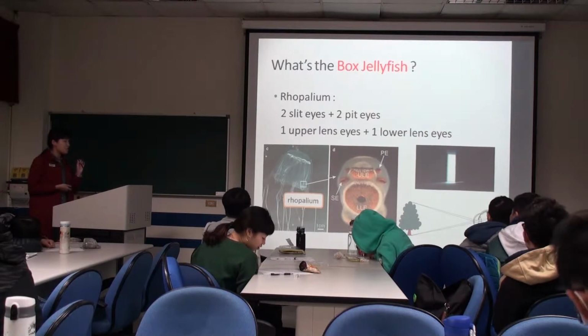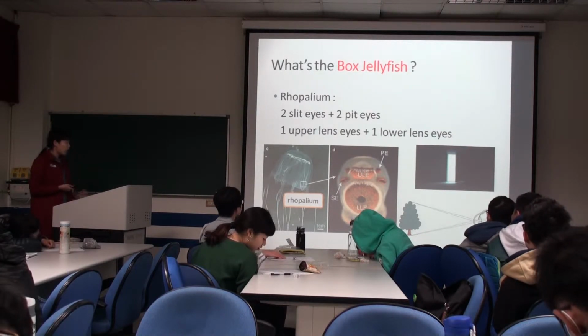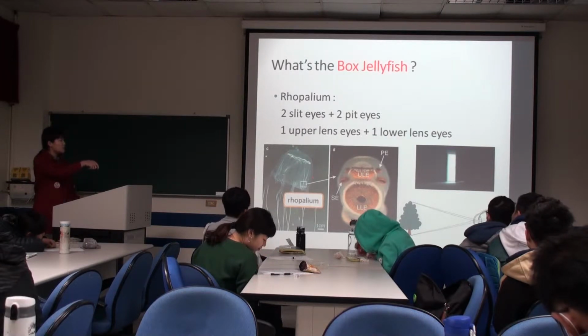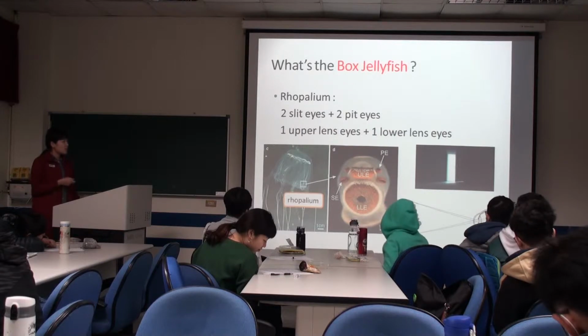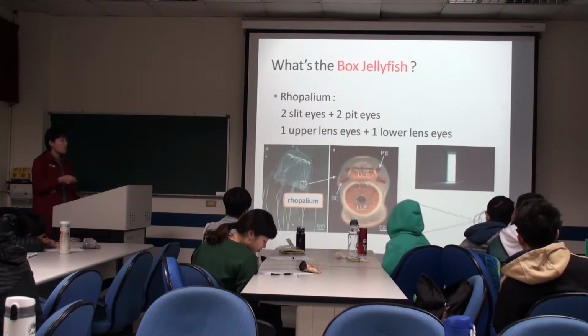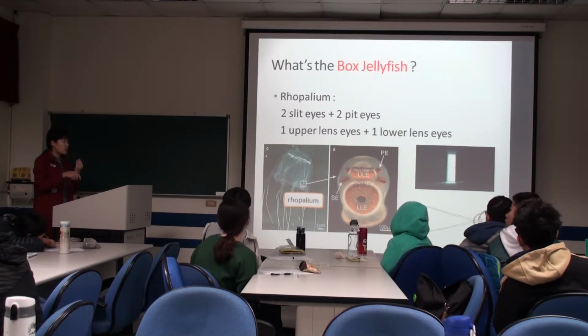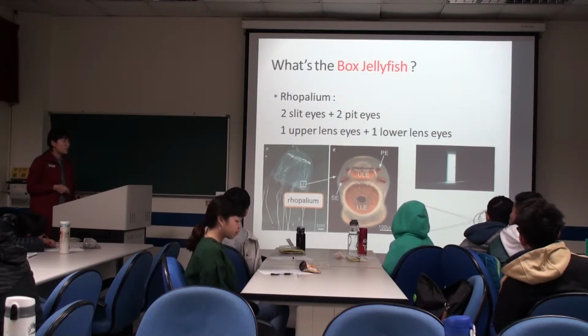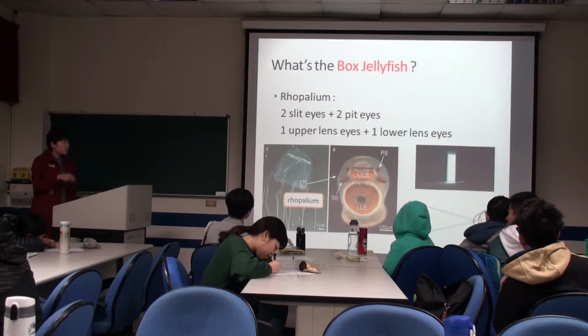Box jellyfish have a structure called rhopalia. There are 4 rhopalia located on 4 sides of its body. Rhopalia have 6 eyes, including 2 slit eyes, 2 pit eyes, 1 upper lens eye, and 1 lower lens eye. Slit eyes and pit eyes can only detect light or darkness. Upper lens eyes and lower lens eyes can form images. And here are the pit eyes, slit eyes, upper lens eyes, and lower lens eyes.